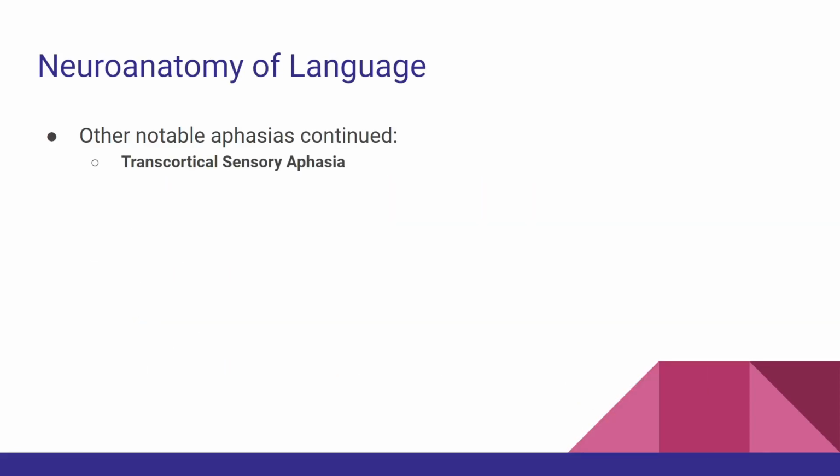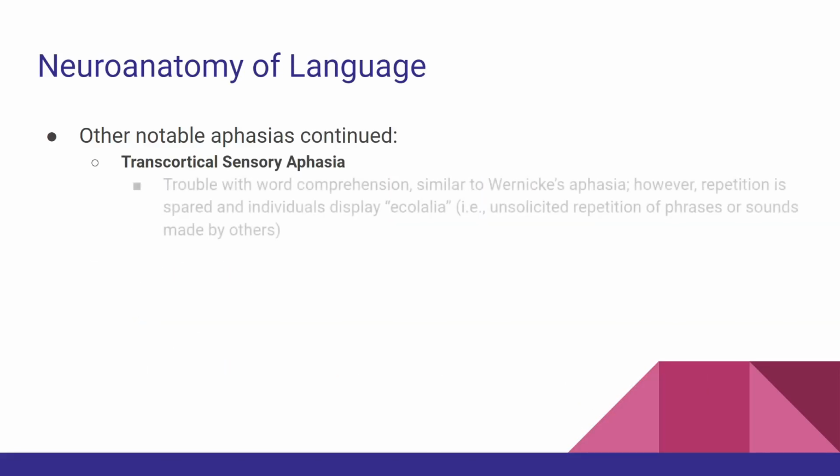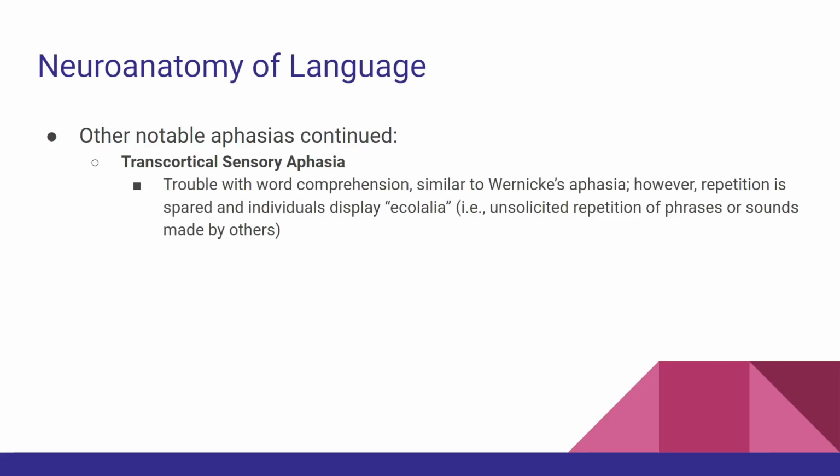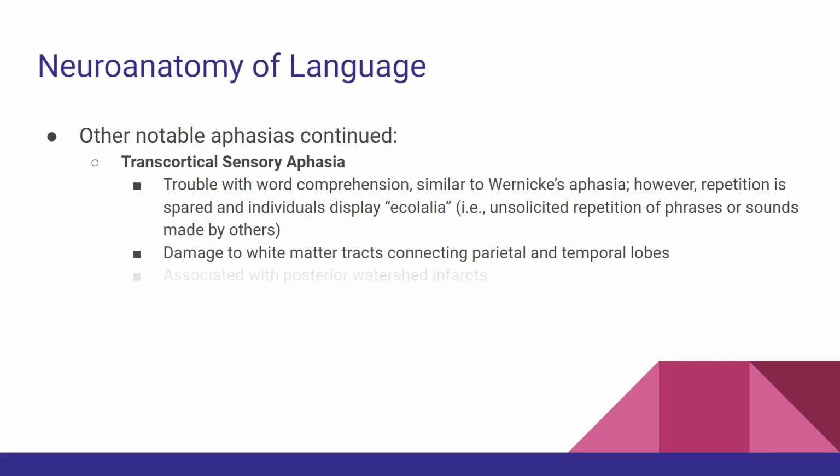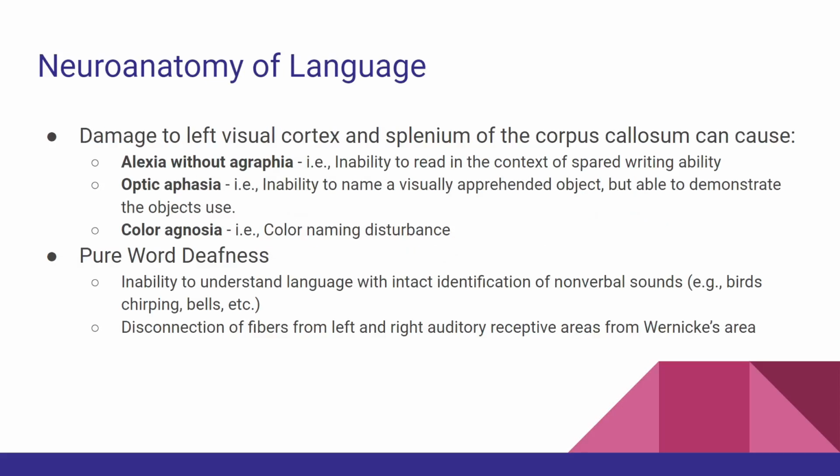There's also a transcortical sensory aphasia, and this displays as trouble with word comprehension, similar to Wernicke's aphasia. However, repetition is spared in these individuals, and they display what's called echolalia, or unsolicited repetition of phrases or sounds made by others. And this is due to damage to white matter tracts connecting the parietal and temporal lobes, and it's associated with posterior watershed infarcts.